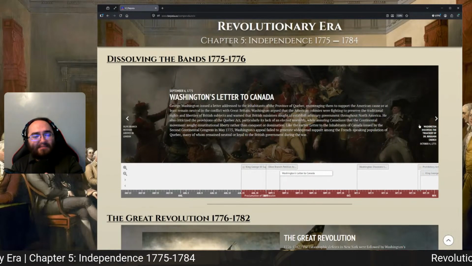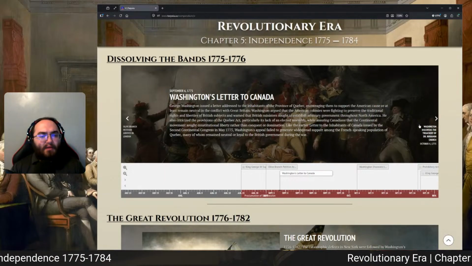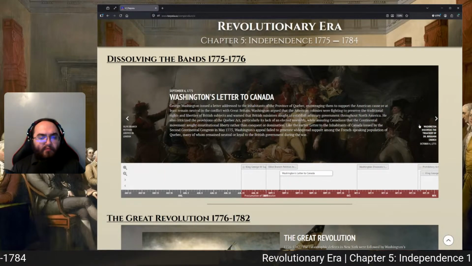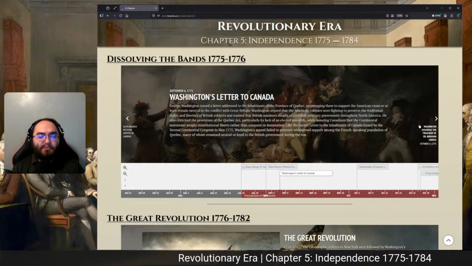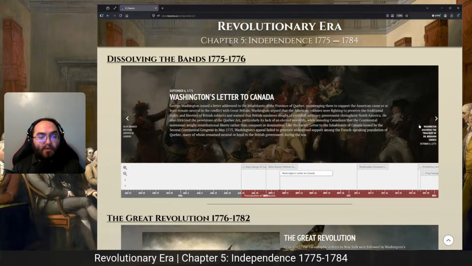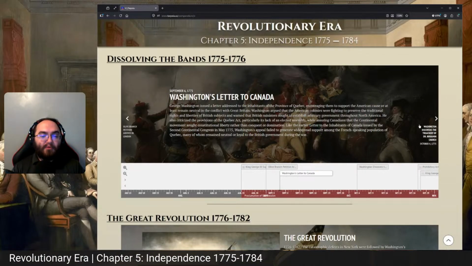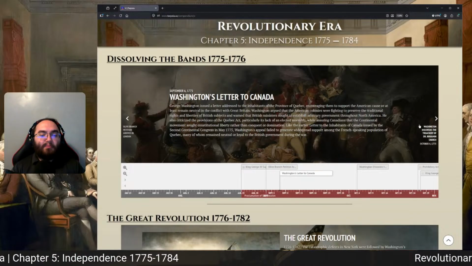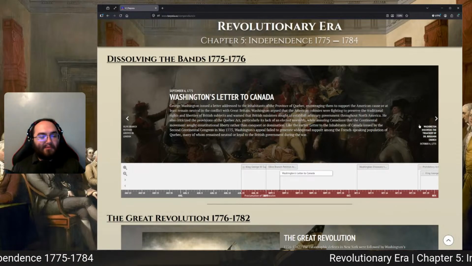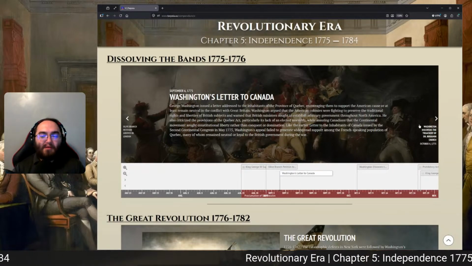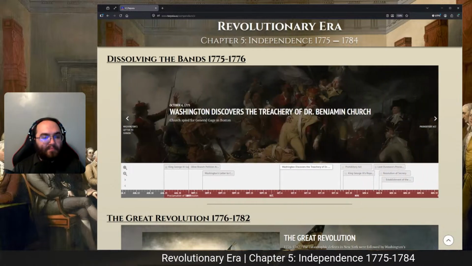Washington will send a letter to Canada to address the inhabitants of specifically Quebec, encouraging them to support the American cause, or at least remain neutral in the conflict with Great Britain. And so this will be part of the Quebec or Canada campaign by the Continental Army.